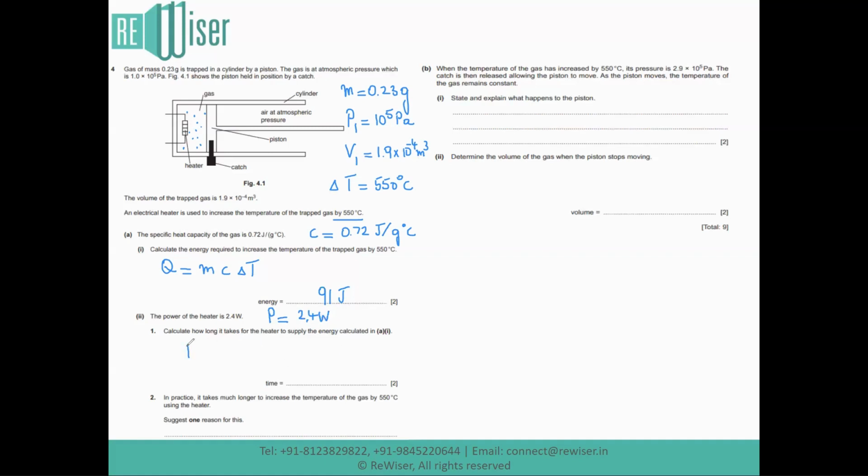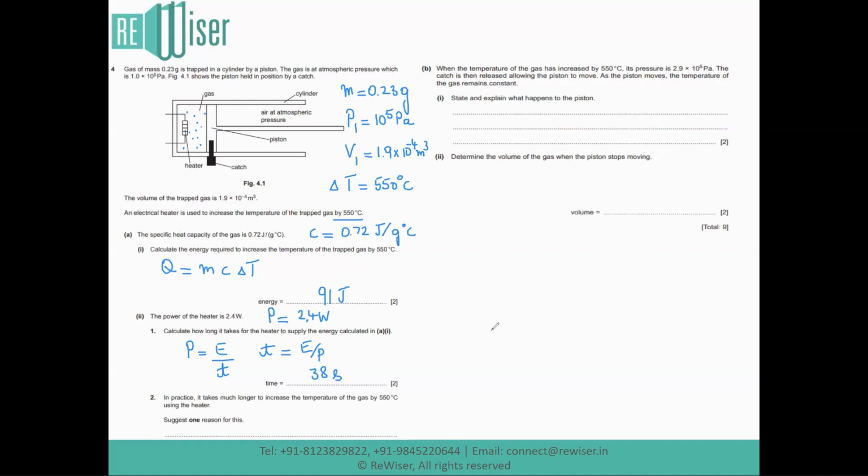Moving on, we have the power of the heater, which heats up the gas molecules, as 2.4 watt. We know that power is the rate at which energy is consumed, or power is energy by time. If we need to calculate how long it takes for the heater to supply the energy calculated in subsection 1 of part A, we just have to make time the subject of the equation, as time t is equal to energy by power. Substituting energy as 91 joules and power as 2.4 watt, you get the time to be approximated at 38 seconds.